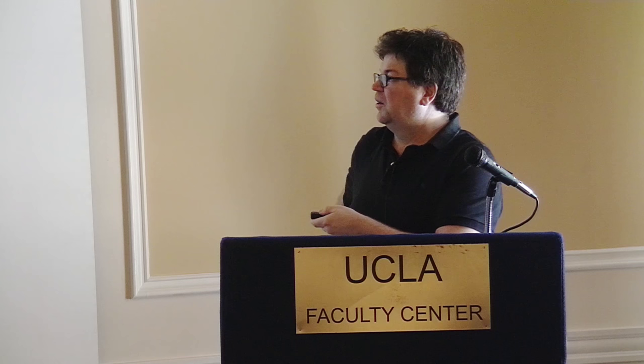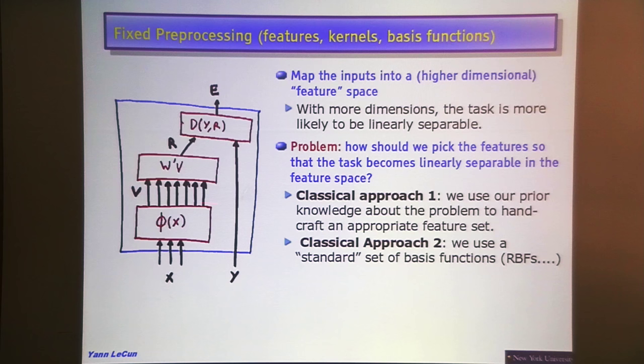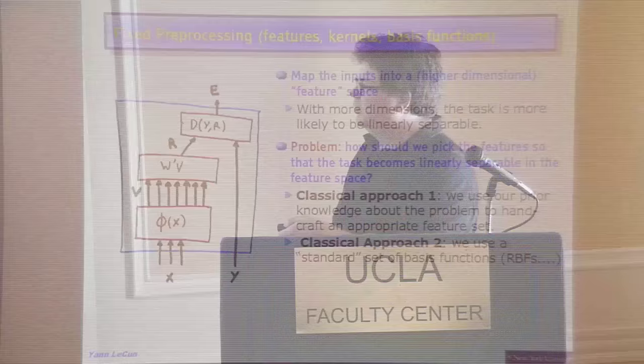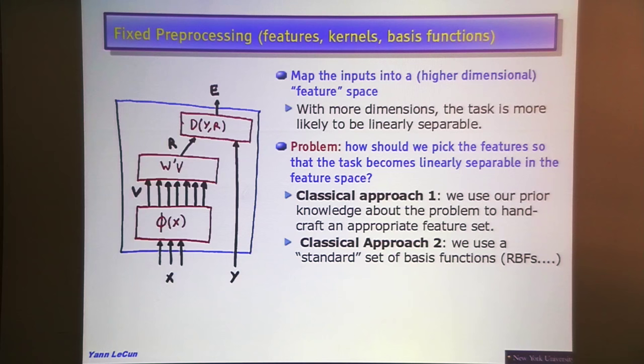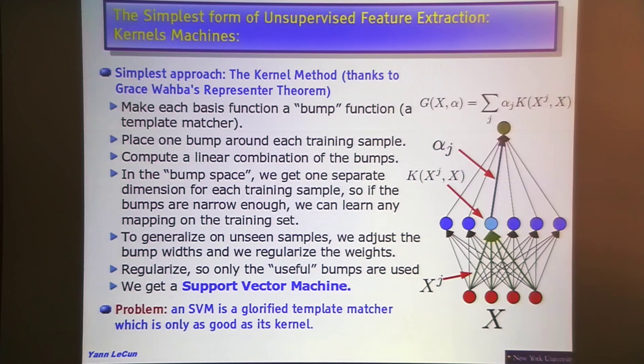And so the trick is to expand the dimension. If you have a three-dimensional input, you expand it to a higher dimension, and that allows more separability of the samples. Okay, and the question is how you build this. The classical approach is to use knowledge about the problem to build this. The second possibility is to use a standard set of basis functions that are more or less generic. And that's pretty much the approach that support vector machines use.